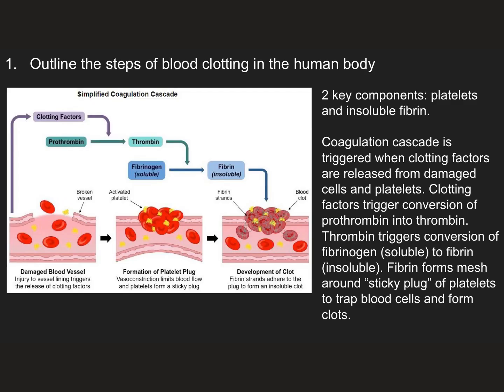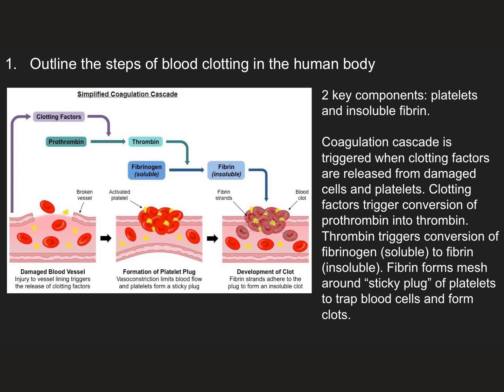So we talked about this one in class today. It says outline the steps of blood clotting in the human body. Just an overview. There are two key components to blood clotting, platelets and insoluble fibrin. So the coagulation cascade, remember coagulation is to group together or gel up, and then a cascade is like a domino effect.